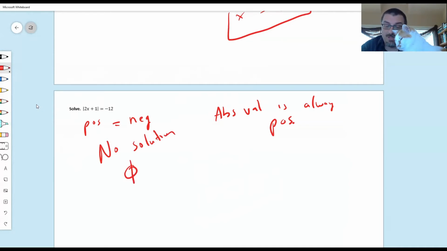Now, the issue with this problem is you can do the work. You can say 2x plus 1 equals minus 12, or 2x plus 1 equals plus 12. You can do the work here, you'll get answers. The answers will be wrong. So you just need to pay attention. This is not something that I'd ask on an exam or anything, but it does kind of show up in the homework once in a while. It's nice to see a little trick.